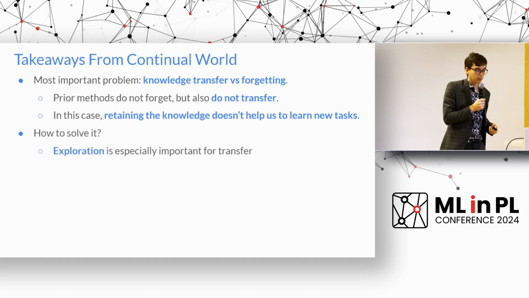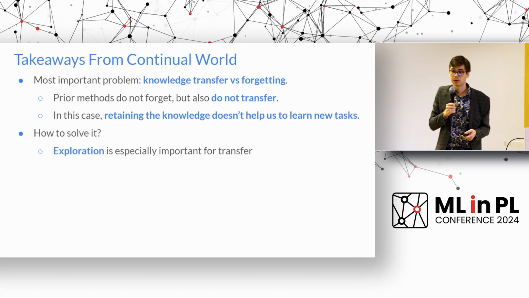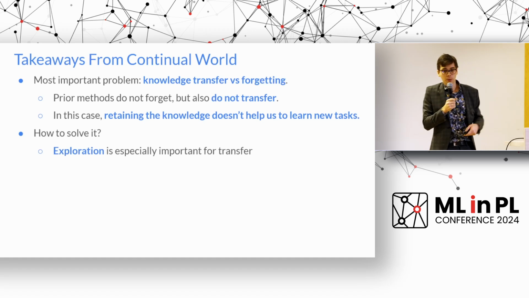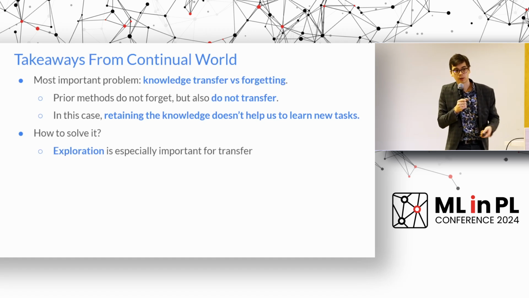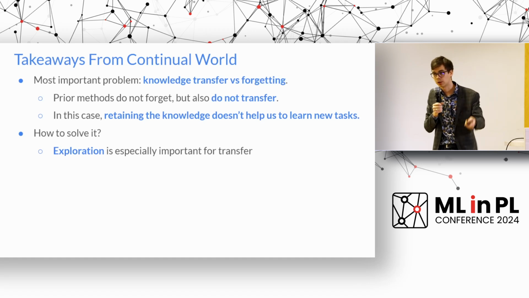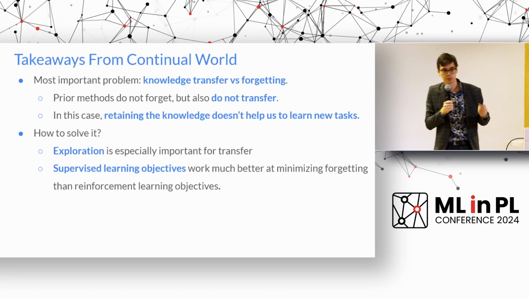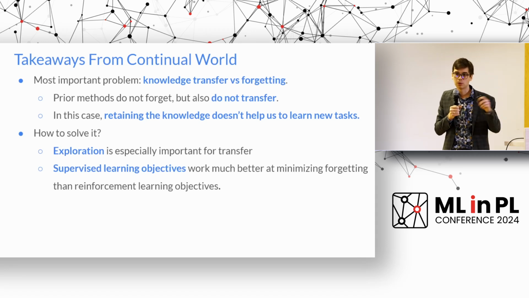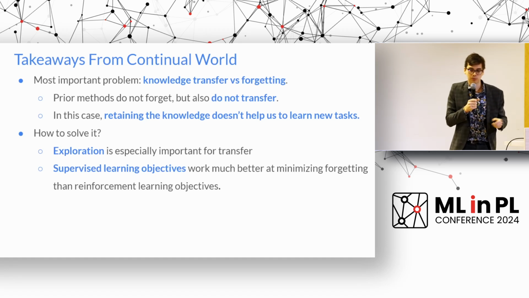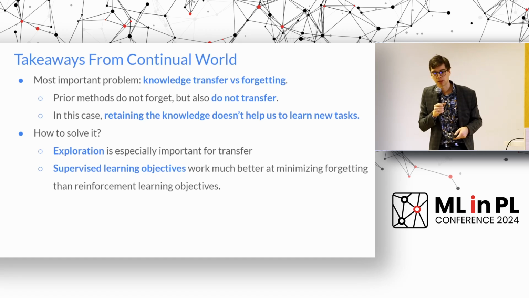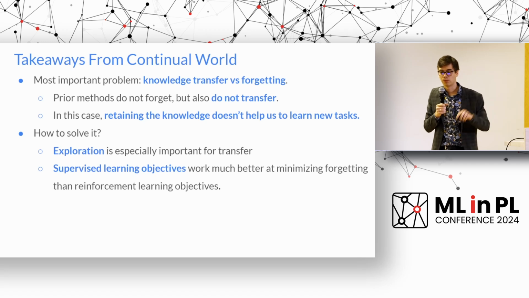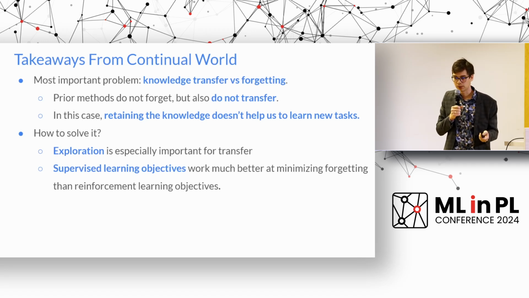And we found out that exploration is very important for efficient transfer. So basically, once you start a new task, you should use your previous behaviors to gather data on this new task. And another insight is that it turns out that supervised learning objectives work much better at minimizing forgetting than reinforcement learning objectives. So doing this kind of combination between supervised learning and reinforcement learning really helped us to stabilize this process and get both knowledge transfer and minimize forgetting.